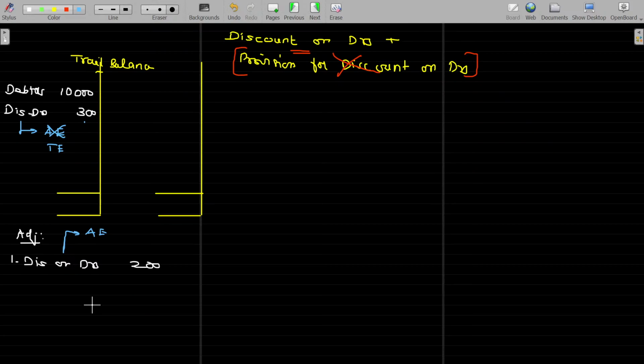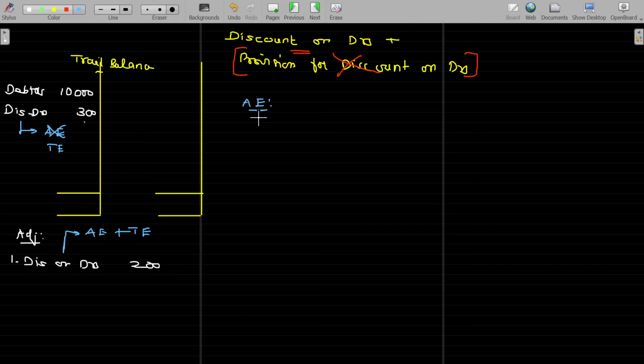In the case of bad debt, the journal entry will be the same, right? Bad debt to debtors. The same entry will be applicable here. Rather than bad debt, I am going to charge the amount to the discount on debtors. That's all. So for this, we have to pass the adjustment entry as well as the transfer entry, both. Okay, come on, pass the adjustment entry first of all.